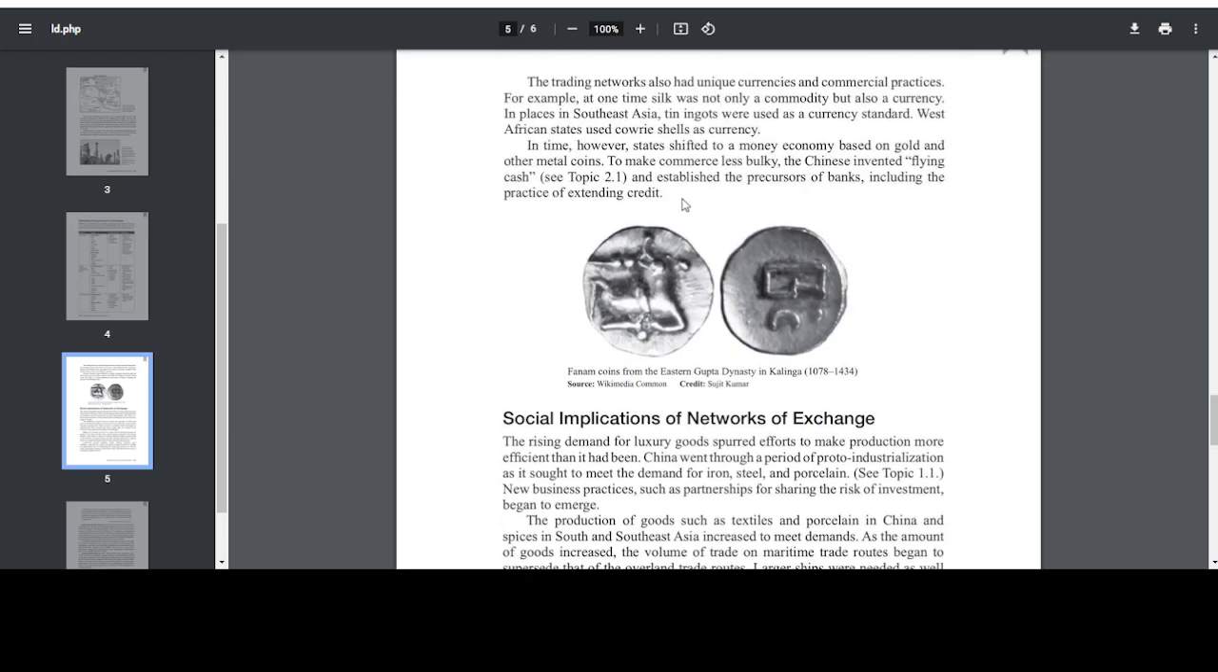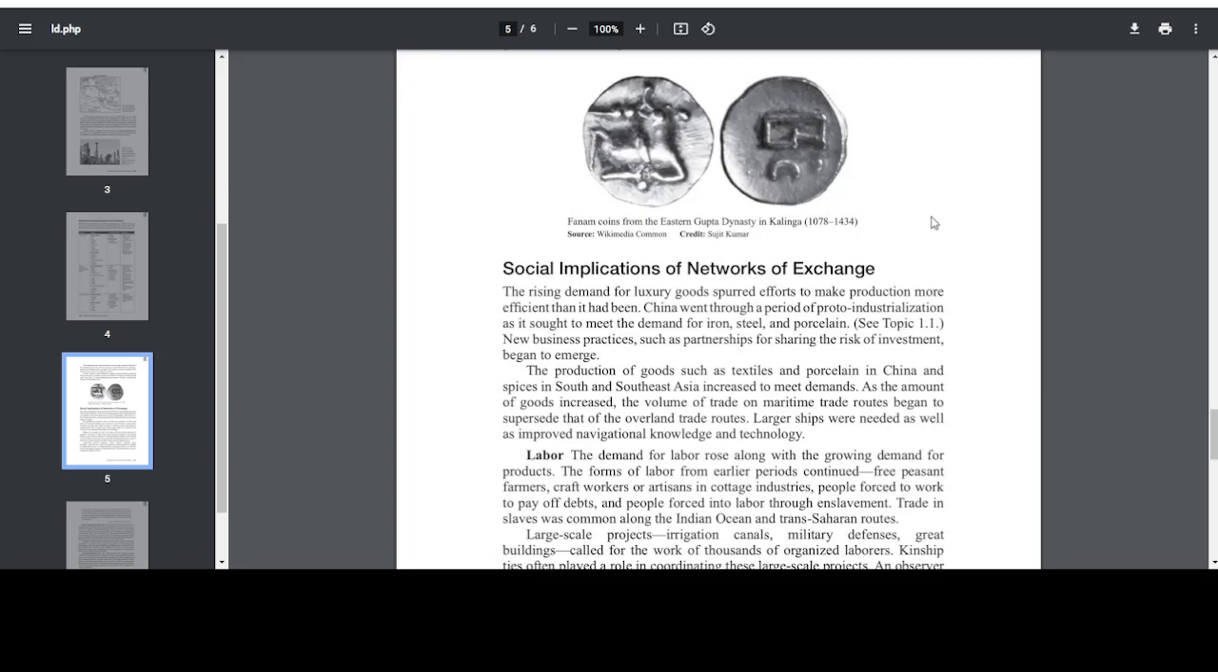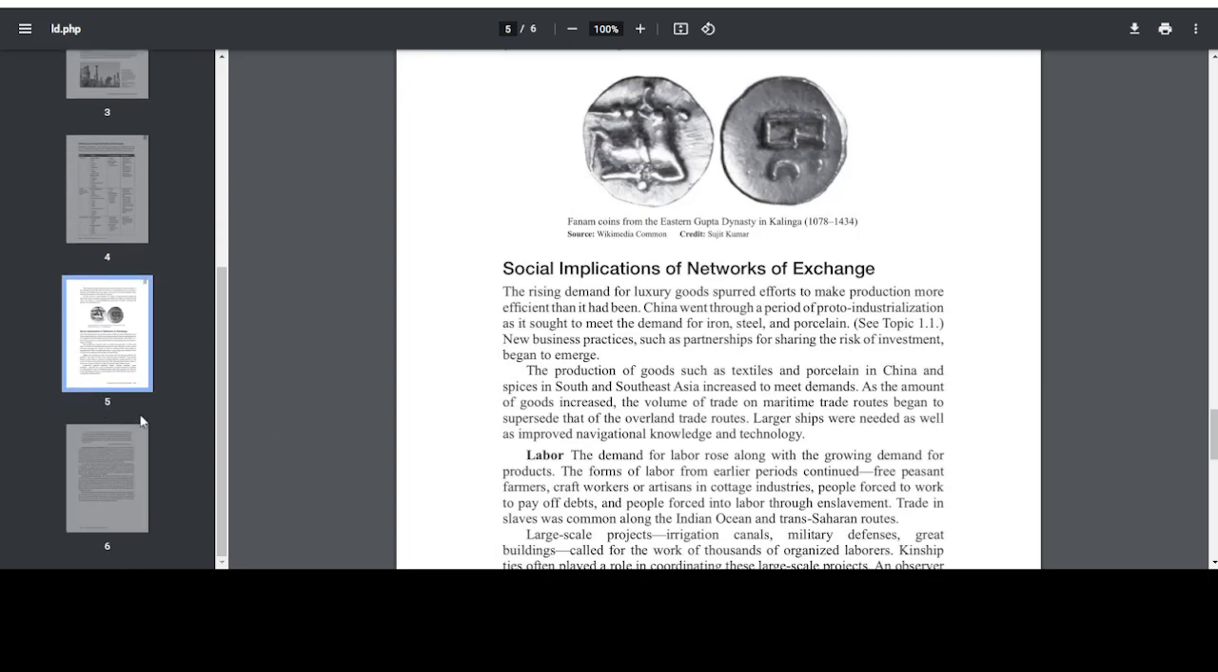The image below that little passage I just read has the caption, Fanam coins from the Eastern Ganga dynasty in Kalinga, 1078 to 1434, with the source Wikimedia Commons and credit Sujit Kumar. Also, you can pause the image anytime to enjoy all these lovely images that are on screen. However, back to the reading.